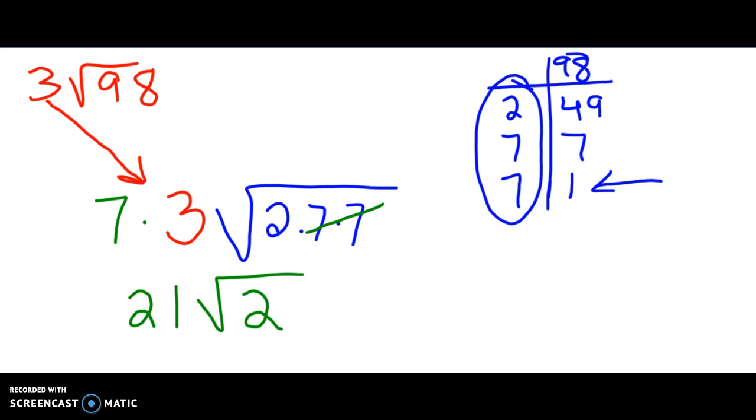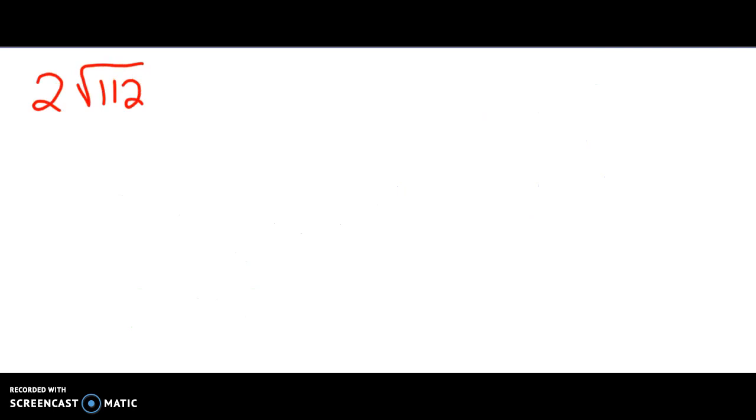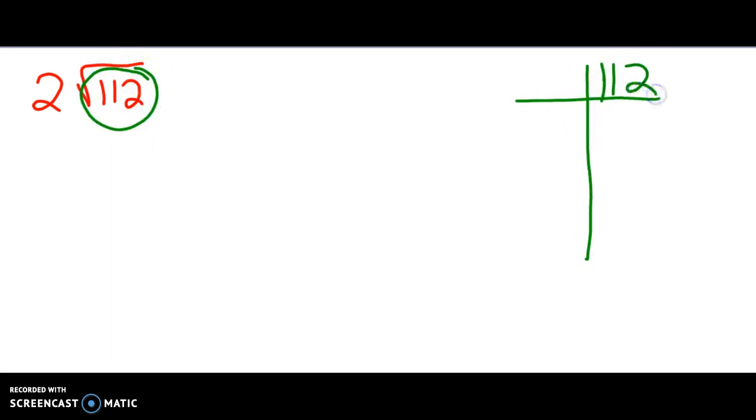All right, let's look at the next problem. I have 2 square root of 112. So I'm simplifying this number. Come over here, I have to make my chart. I always start with the number 2 and see if my number can be divided by 2. 112 divided by 2 is 56. Now I'm breaking down the number 56, and I'm going to start by seeing if that's divisible by 2. And 56 divided by 2 is 28.